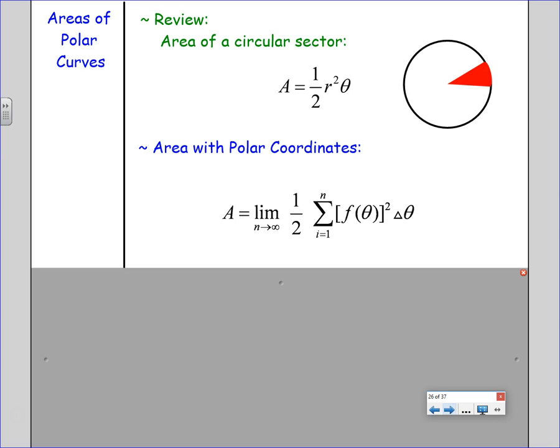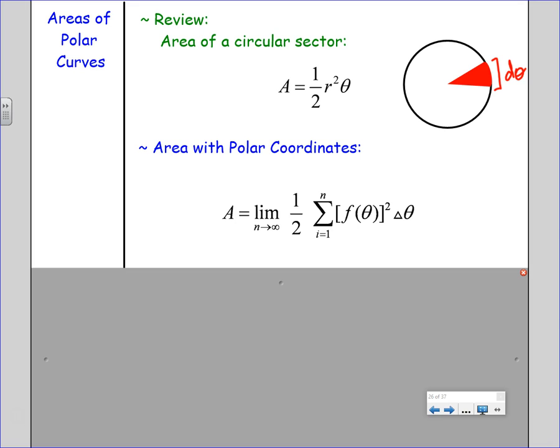So we don't have to go changing into terms of x or y. That would just be nasty. We're going to have our differential be for theta. And as those thetas become infinitesimally thin, the area formed by the circular sectors will converge to the actual area within the polar curve. But we just have to use the area of a circular sector formula.